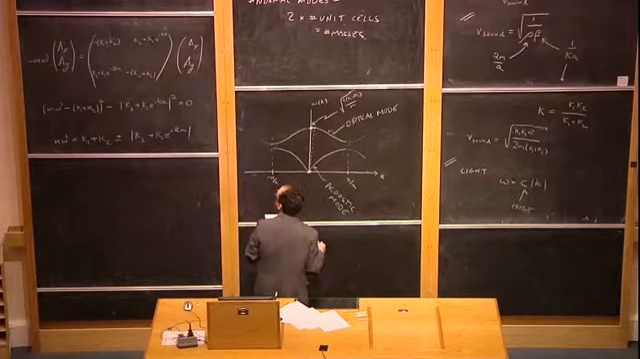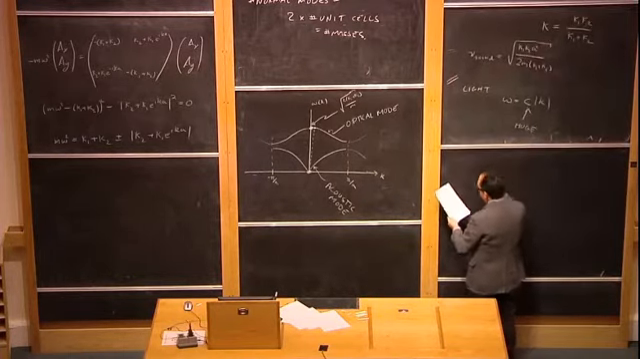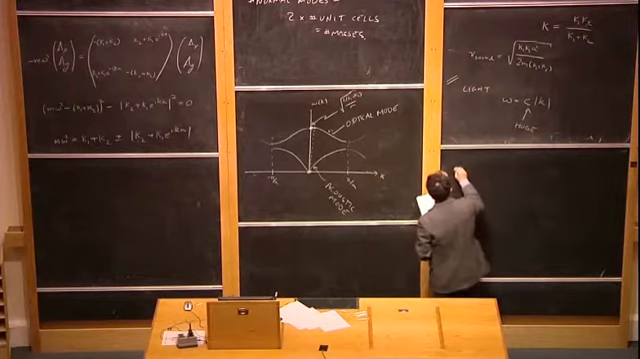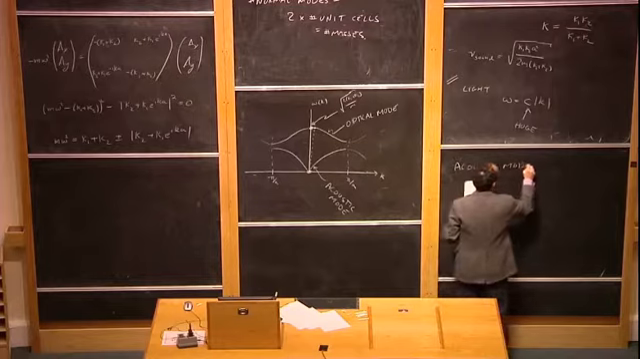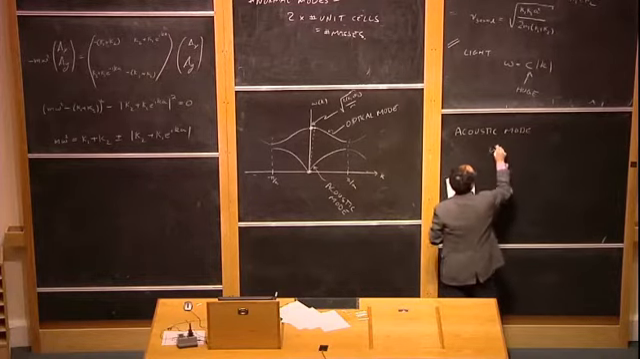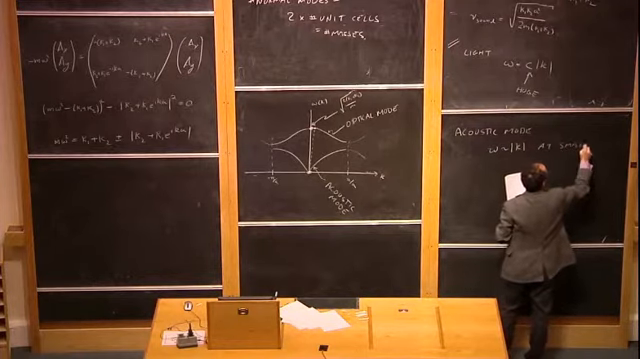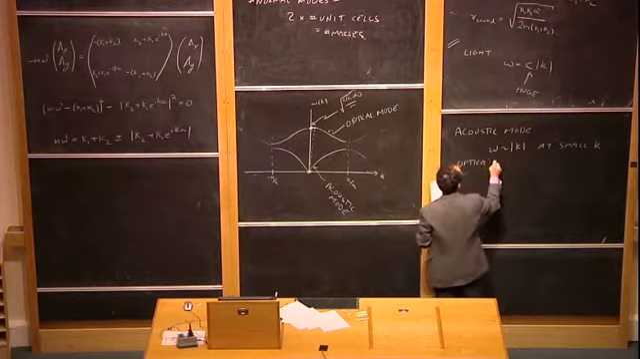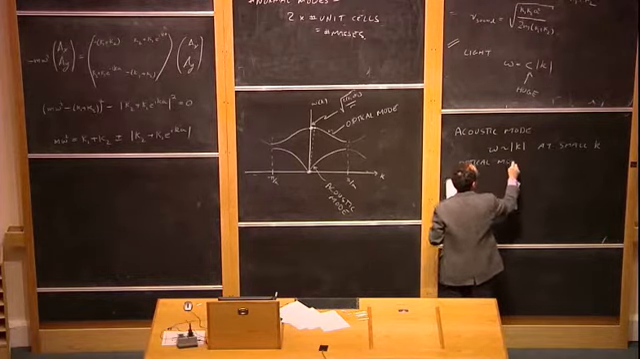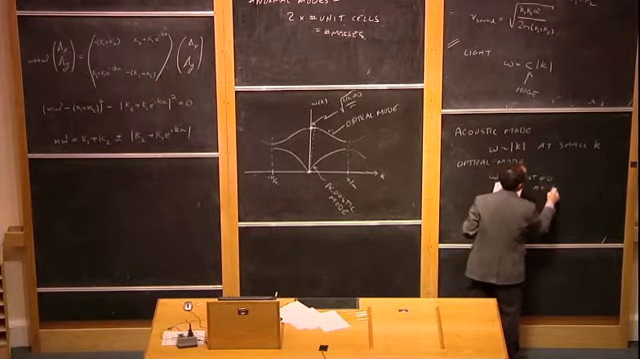Actually, more generally, let me give more general nomenclature here. Acoustic mode, generally, is any mode where omega is proportional to k at small k. And optical mode is any mode where omega goes to a constant not equal to 0 at small k.